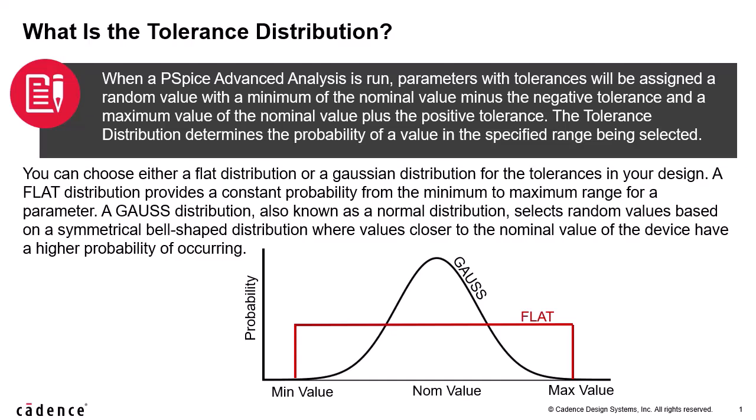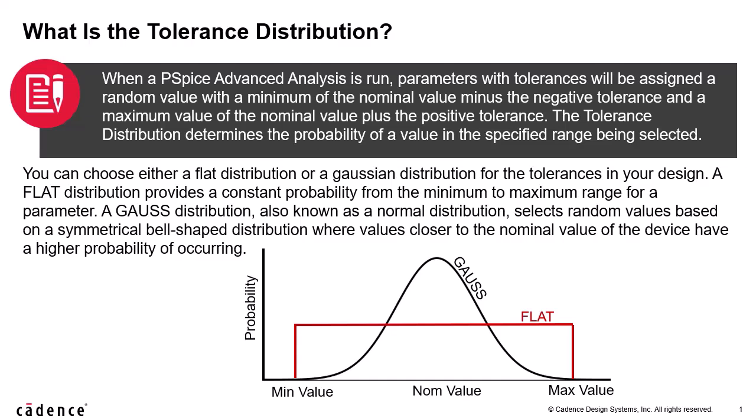When a PSpice advanced analysis is run, parameters with tolerances will be assigned a random value with a minimum of the nominal value minus the negative tolerance and a maximum value of the nominal value plus the positive tolerance. The tolerance distribution determines the probability of a value in the specified range being selected. You could choose either a flat distribution or a Gaussian distribution for the tolerances in your design.